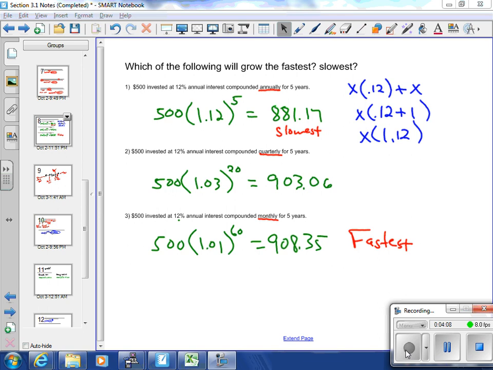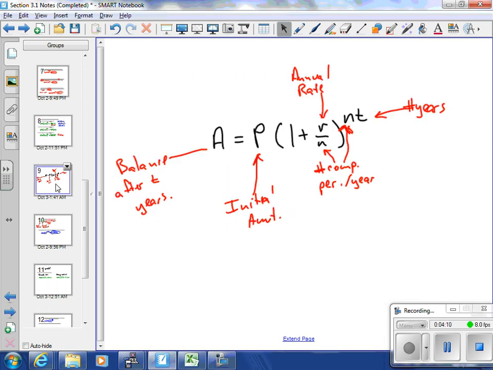Now our book gives us this format for compound interest. You'll find this, A stands for the balance after T years, P standing for the initial payment, R standing for the annual rate written as a decimal, N standing for the number of compounding periods per year, and T standing for the number of years. But this is exactly what we're doing on the problems that we had.